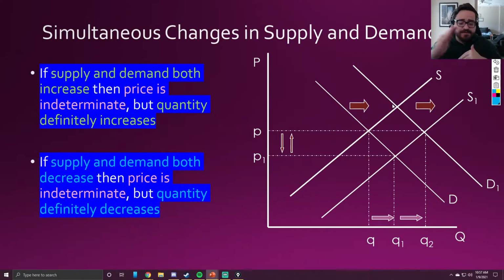If the demand change is greater than the supply change, then price would overall go up. If the supply change is greater than the demand change, the price would overall go down. I don't know which one is bigger. They don't tell me which one is bigger. So the price is indeterminate.